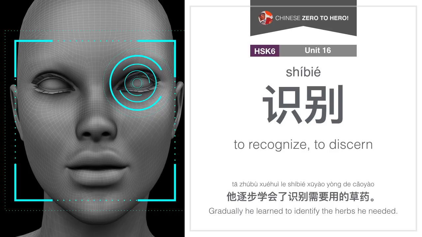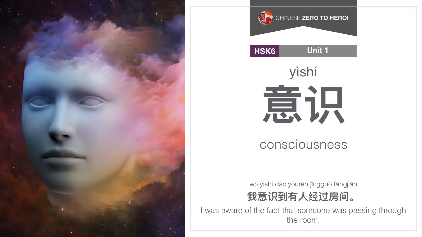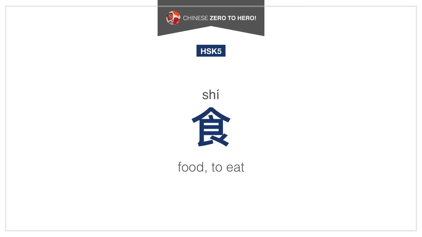他逐步学会了识别需要用的草药。Gradually, he learned to identify the herbs he needed. In HSK 6, we also learn the word 意识 meaning consciousness. 我意识到有人经过房间。I was aware of the fact that someone was passing through the room. And 识, when written like this, means food or to eat.